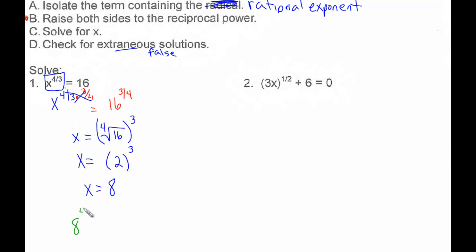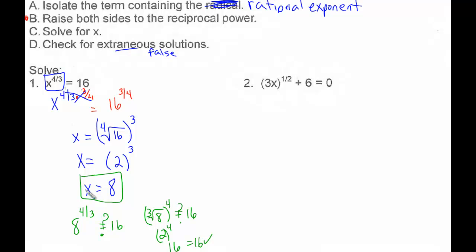Is 8 to the 4/3 power equal to 16? So we have the cube root of 8 raised to the 4th power. Is that equal to 16? The cube root of 8 is 2, and 2 to the 4th power is 16, and that checks. So x equals 8 is an answer.